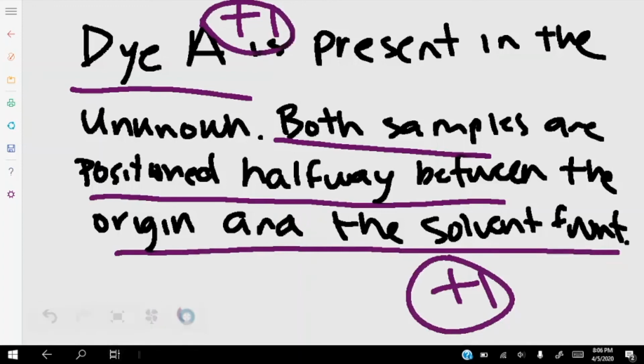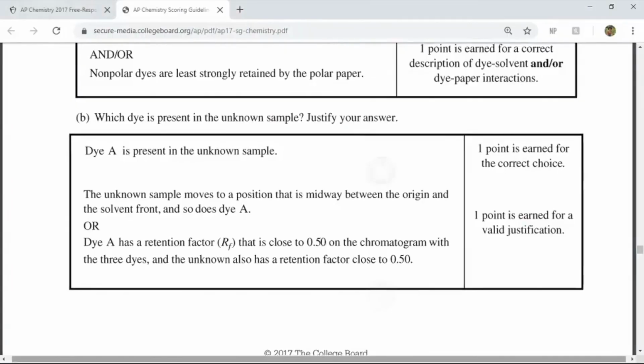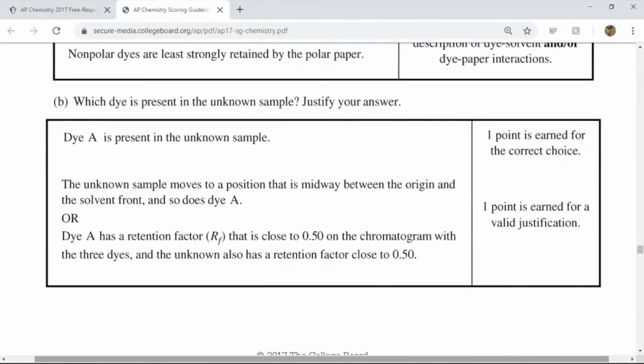The second justification that would give you a point is that dye A has a retention factor that is close to 0.5 on the chromatogram with the 3 dyes, and the unknown also has a retention factor close to 0.5. And retention factor is basically a calculation done with chromatography where you calculate the distance traveled by the dye over the distance moved by the solvent. And it's basically saying the same thing because its retention factor is 0.50. That means it's positioned halfway. So, yeah. This is the end of this question.